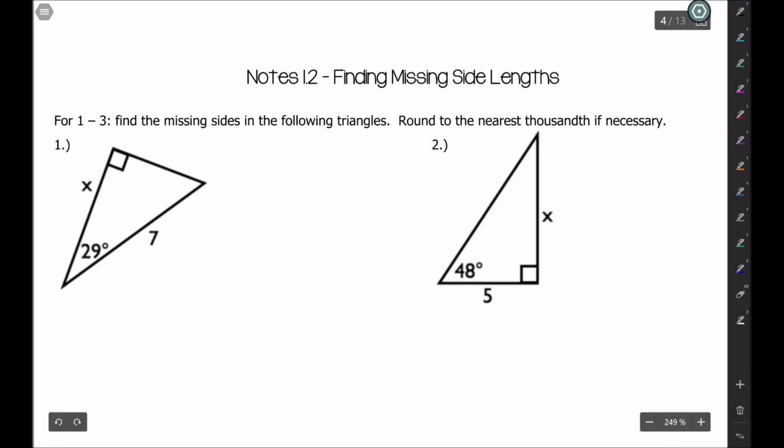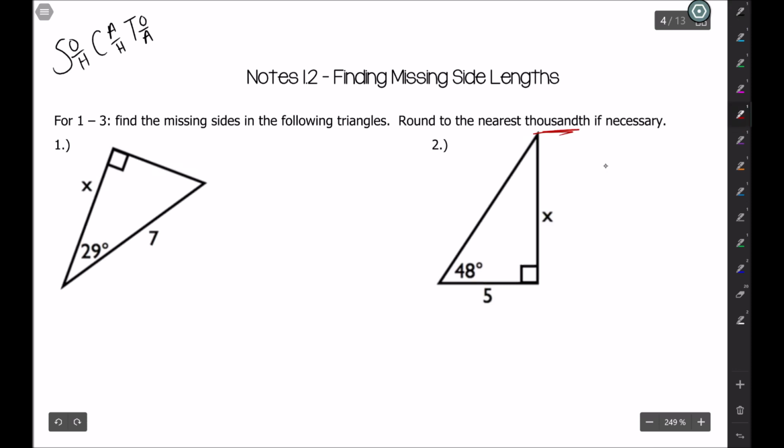Hi everyone, we're looking at notes 1.2, which is on finding missing side lengths. It says find the missing sides in the following triangles and then round to the nearest thousandth if necessary. Before we do anything at all, because we're talking about trig and we've got right triangles, we're going to write out SOHCAHTOA, because SOHCAHTOA is always going to help us out with our right triangles if we have angles in them.